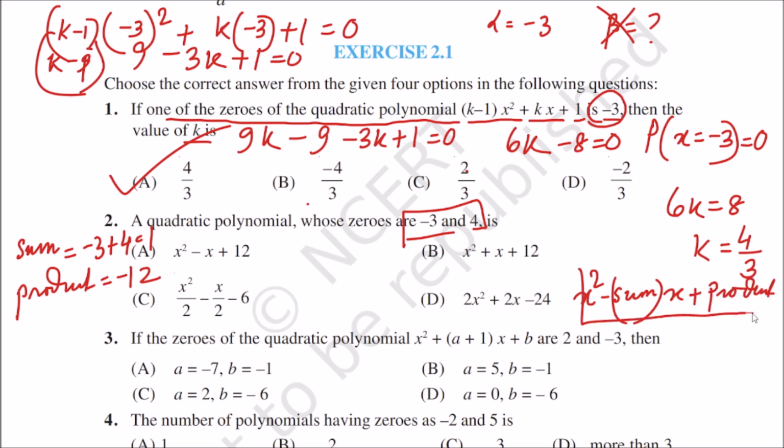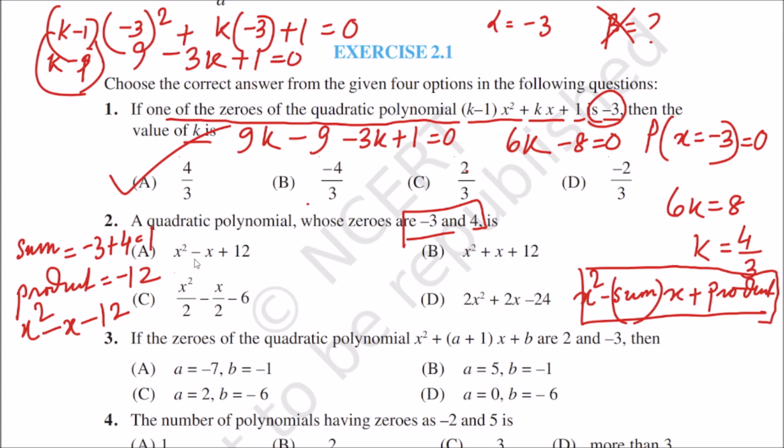So you can note this down. It will be x square minus x plus minus 12. X square minus x, sorry, it is minus x not plus x, plus x minus 12. X square minus x minus 12.